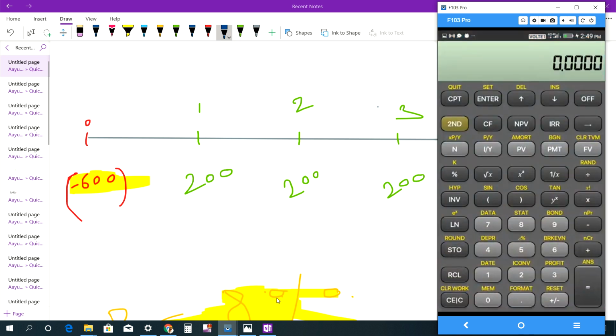Yeah, here it is. So second, clear TVM, clear work. That's what you have to do whenever you are doing any new sum, because it will clear the data which was fed into the financial calculator in the past.